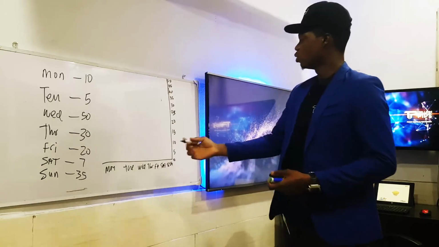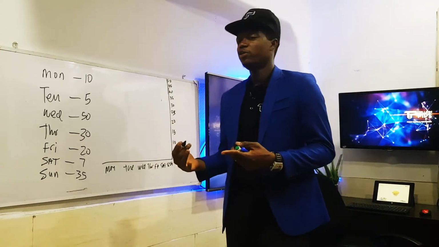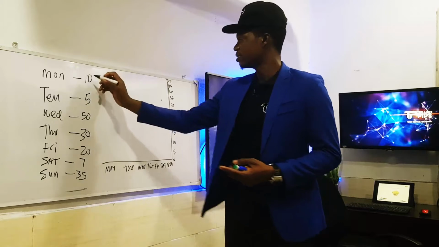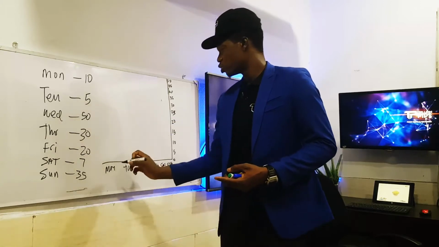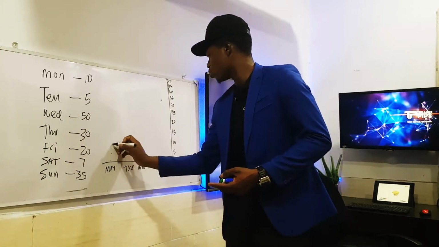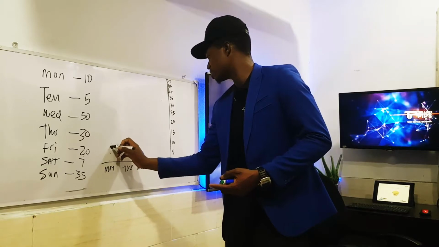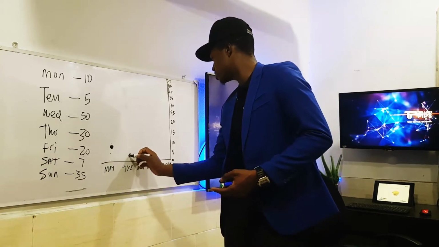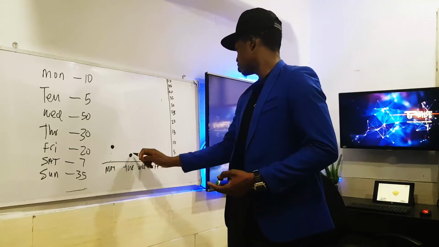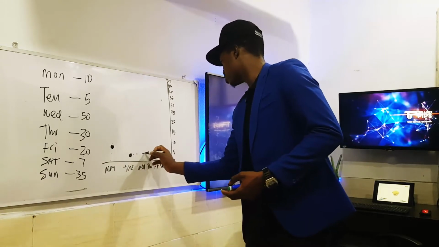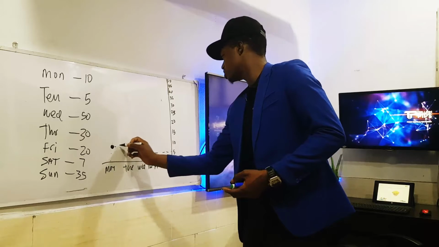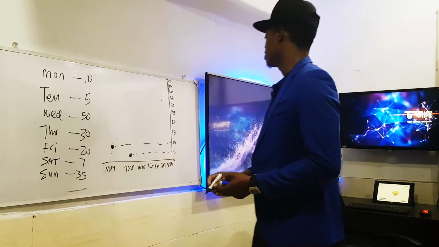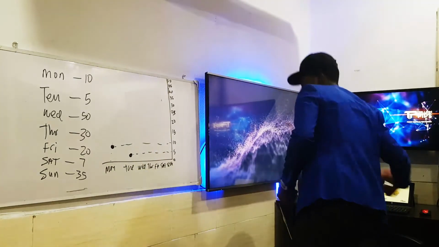All right. So what you do is you plot against the price. So on the Monday, you trace where $10 is and you plot. On the Tuesday, you trace where $5 is and you put a dot. When I say trace, it means you locate it here. So this is $10, this is $5. So you continue that way.